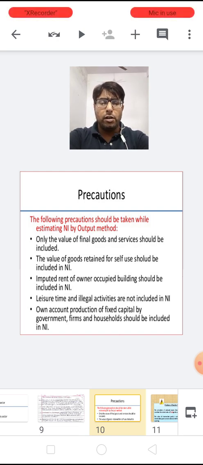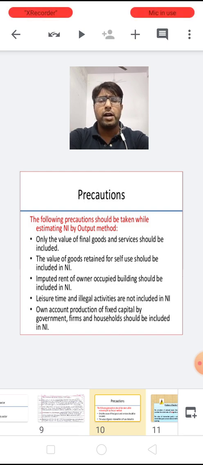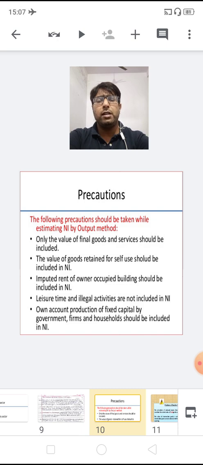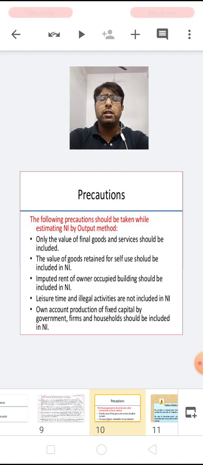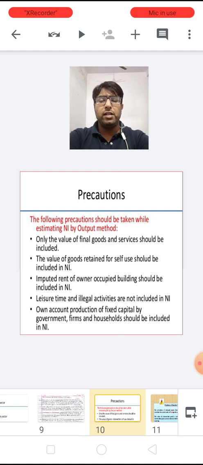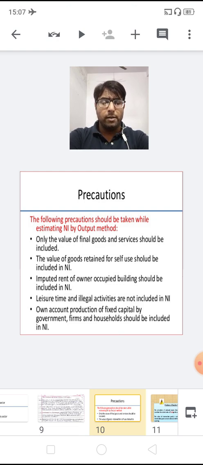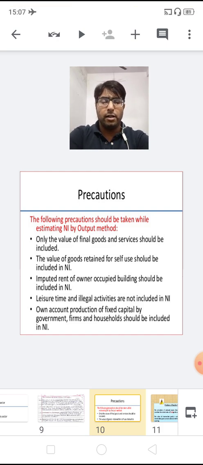Now, imputed rent of owner-occupied building should be included in national income, because if we give the house we occupy to somebody, then we definitely get some amount in the form of rent. So that rent should be income also, and that is why we include it in estimating national income. Leisure time and illegal activities are not included in national income. Last, own account production of fixed capital by the government, firms and households should be included in NI, meaning the national income.